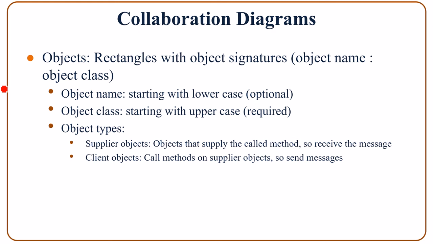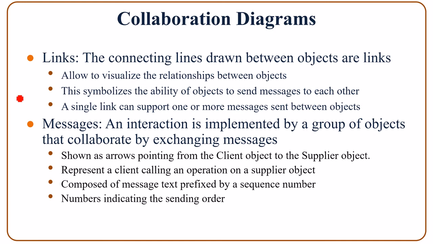Links are the lines between objects that allow us to visualize a relationship between objects. A link between one object and another indicates the ability of the object to send a message to the other. A single link can support one or more messages. Exchanging messages is the way of collaboration between objects. Messages are shown as arrows pointing from the client to the supplier. A message from the client shows that the client is calling for an operation on the supplier.